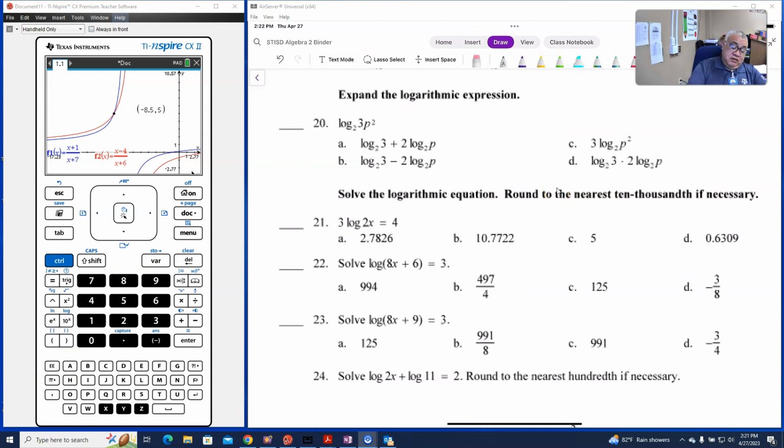20, we have to expand. So it's going to be log base 2 of 3. So let's stop there. We know it's going to be the product property. So you add log base 2 of p squared. Then we're going to use the power property. So we have log base 2 of 3 plus 2 times log base 2 of p. So your answer is 8.